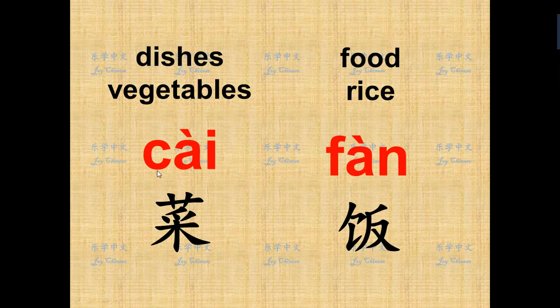Next one is a combination of C and AI, first tone. Cài. It means dishes, vegetables. So when you combine this one with 饭, it means the dishes. 菜, cài. Remember, bring the tip of your tongue to your front teeth. Let the airflow pass through the crack between your tongue and teeth. 菜饭.